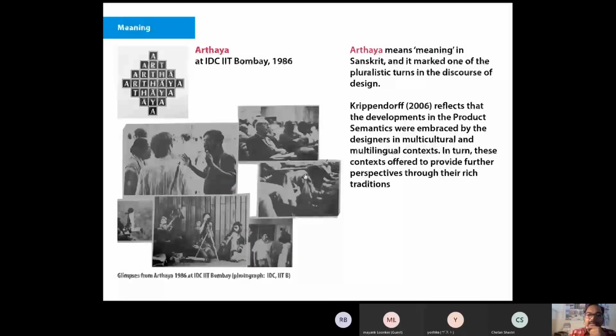Another event, known as Arthya, happened in 1986, and I see it as the beginning of a new field known as product semantics. It was there in the Indian traditions, but it was later formalized by scholar Klaus Krippendorff and also, from India, Uday Athavankar.